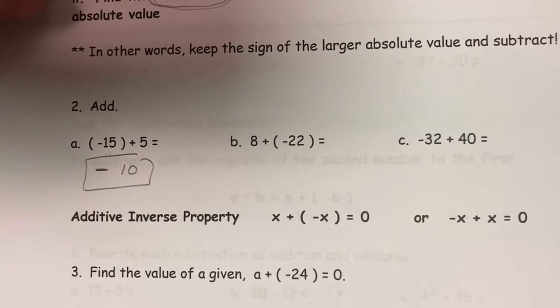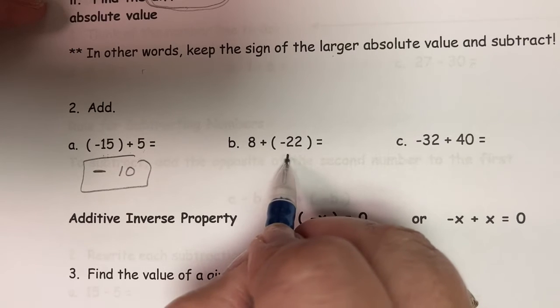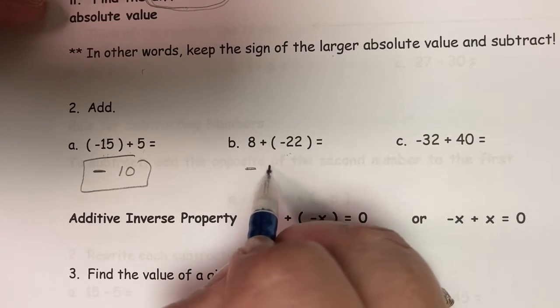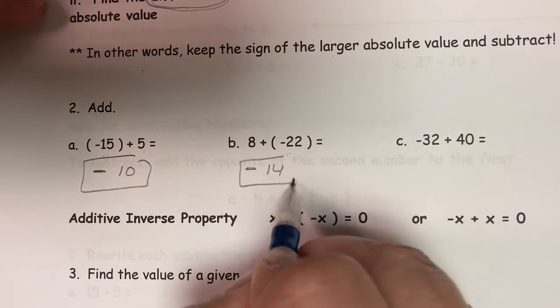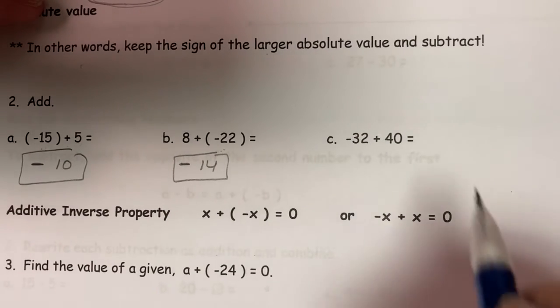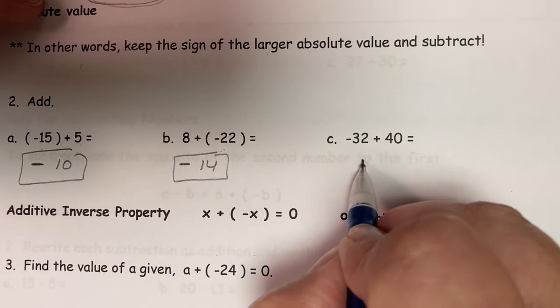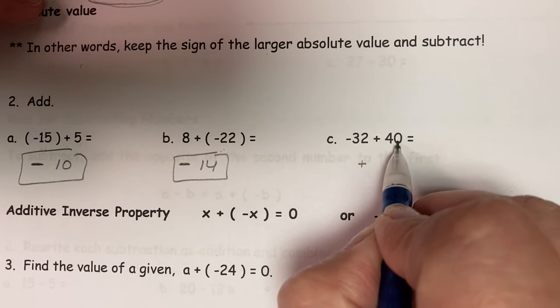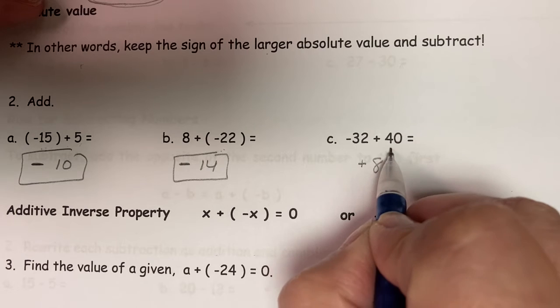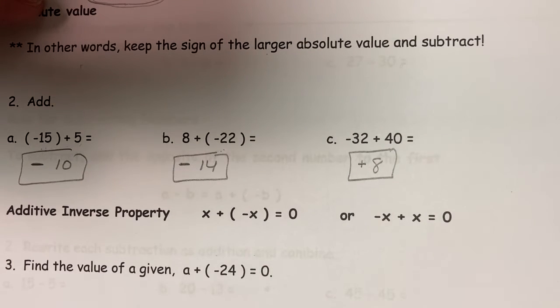8 plus negative 22. So again, the negative 22 has the larger absolute value, so my answer is going to be negative. And 22 minus 8 is 14. Negative 32 plus 40, the sign of my answer will be positive because the 40 has the larger absolute value. And 40 minus 32 is 8. So this should all just be a quick review for you.